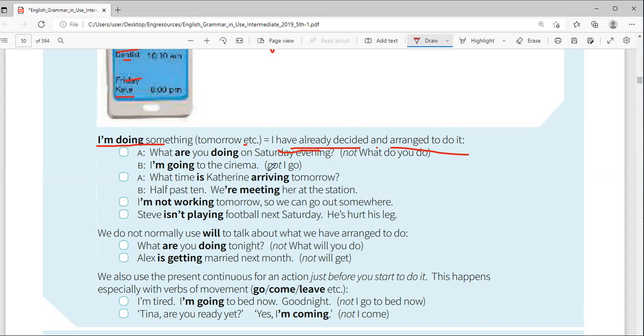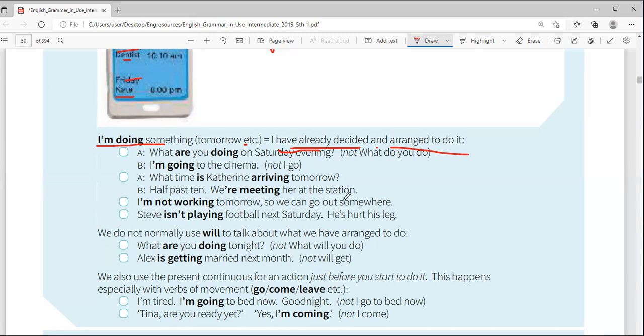What time is Catherine arriving tomorrow? Because, you know, when you're traveling by plane, there's always a timetable to show the arrival time. So you say she's arriving at 6, because it's planned, it's arranged. We are meeting her at the station. You see, we are meeting because they have agreed.